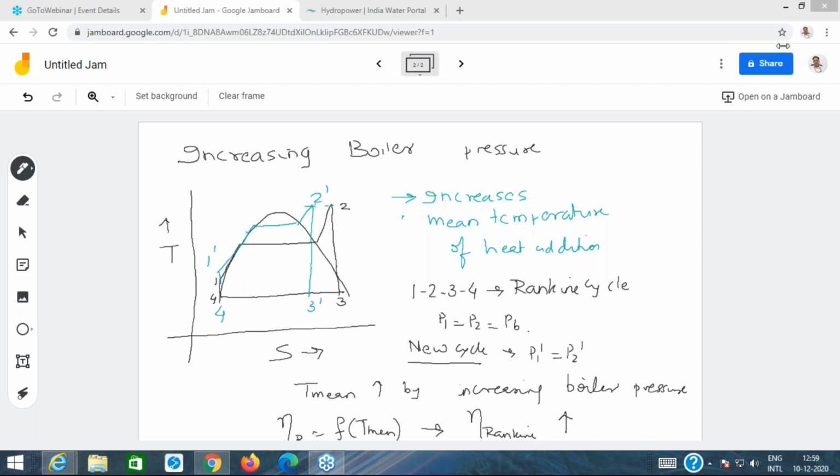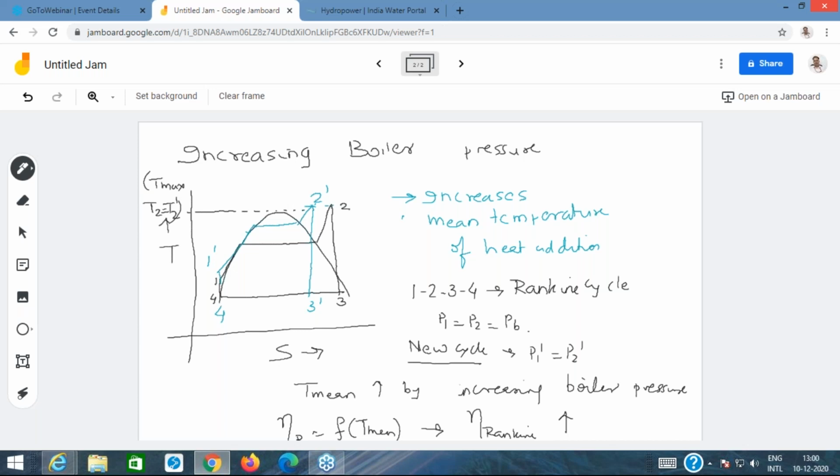So what happens is that if you go for increasing the higher pressure by keeping the maximum temperature in the cycle constant. If you look at the diagram which I have drawn, what I kept is T2 is equal to T2 dash, the maximum temperature, as a constant. So for a given turbine inlet temperature, if I increase the boiler pressure, then the steam becomes more wet at the exit of the turbine. And if the steam becomes more wet at the exit of the turbine, it becomes very difficult to handle the wet steam in the turbine.